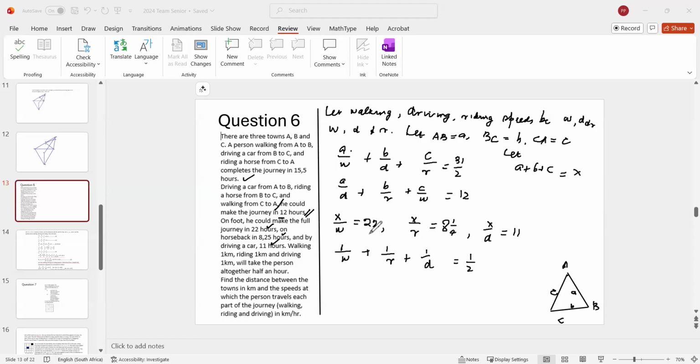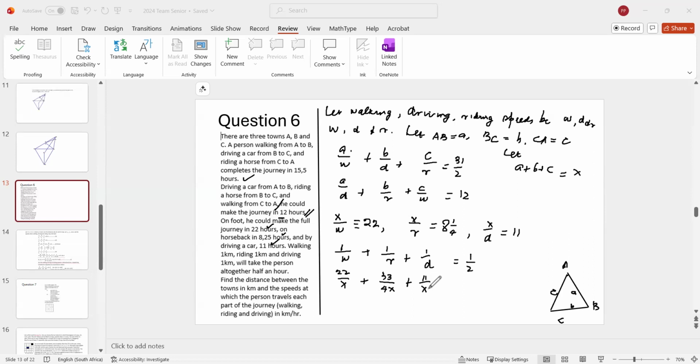We can do it. You see, there's 1 over W here. We know is 22 over X. 1 over W, because divided on both sides by X. So you'll have that this is 22 over X. Likewise, 1 over R is 33 over 4X, because 1 over R is 8 1/4 over X. So you can write it like that. And 1 over D is 11 over X.